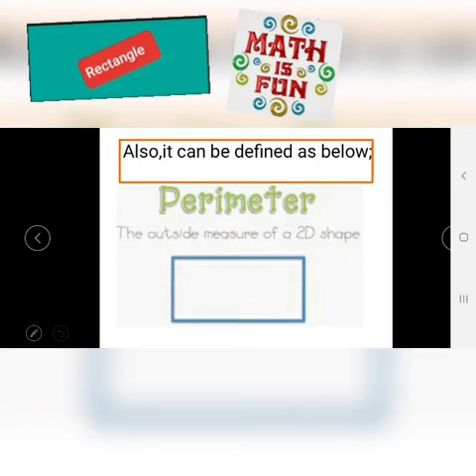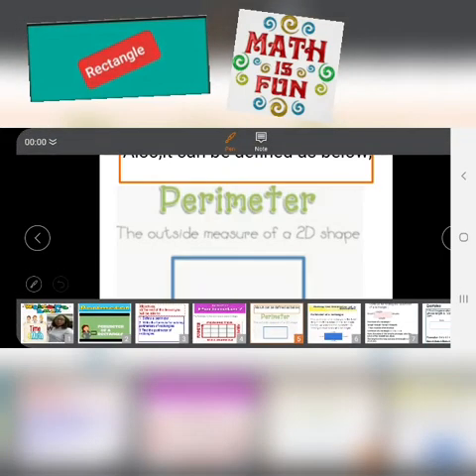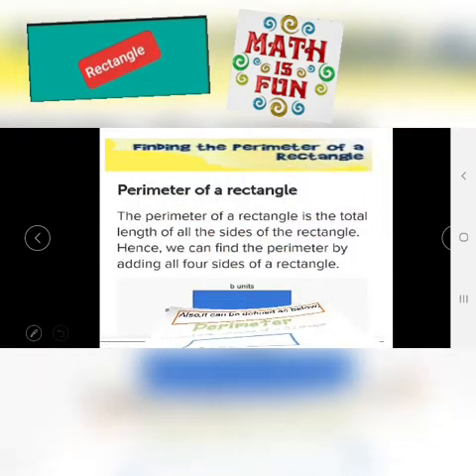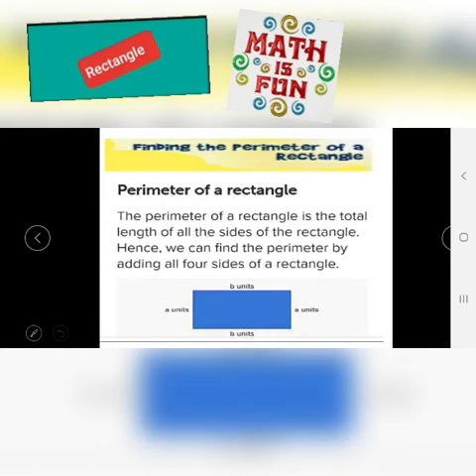Also, it can be defined as the outside measure of a 2D shape. Do not forget that part of your 2D shape, you have your rectangle. You want to know the outer space of your 2D shape, so that is all about your perimeter. And do not forget that your rectangle has how many sides? It has four sides. Here, here, here, and here.